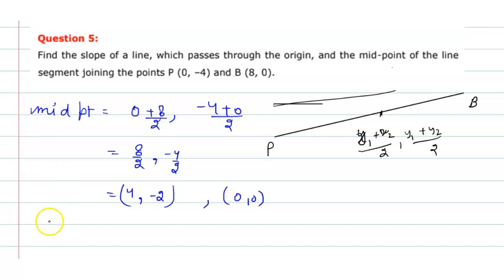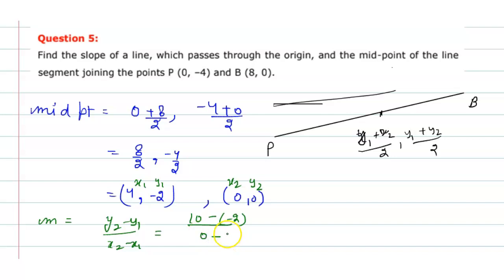Now the formula of slope, represented by m, is (y2 − y1)/(x2 − x1). Now put in the values. This one is x1, y1 and this one is x2, y2. So y2 is 0 (not 10, my mistake) minus y1, which is −2, upon x2 is 0 minus 4, so we get 2 upon −4. So it should be 2 upon 2, 2 twos are 4. So the slope is −1/2.